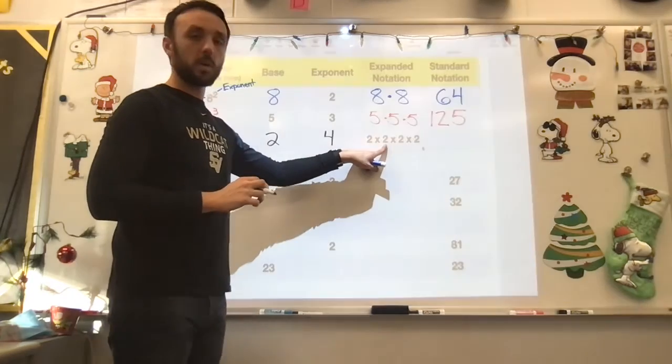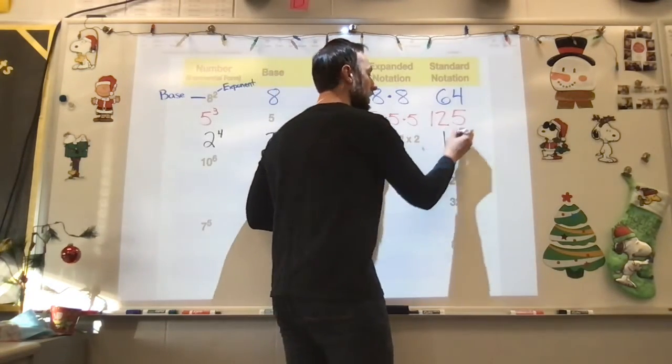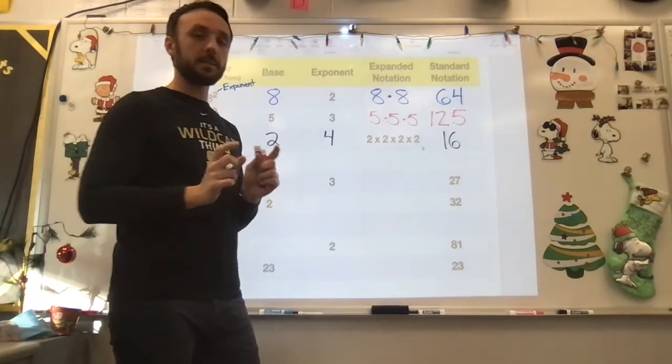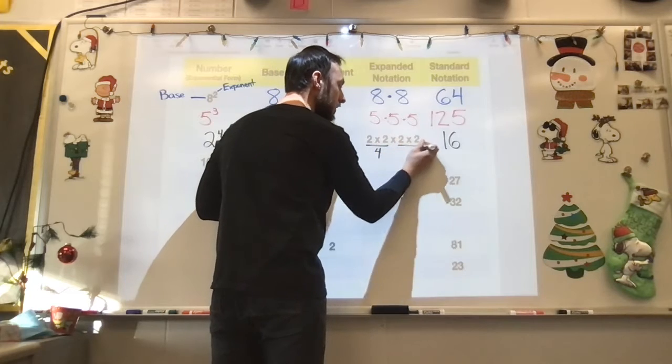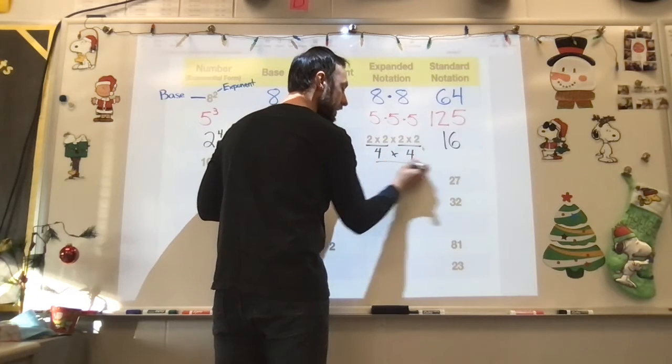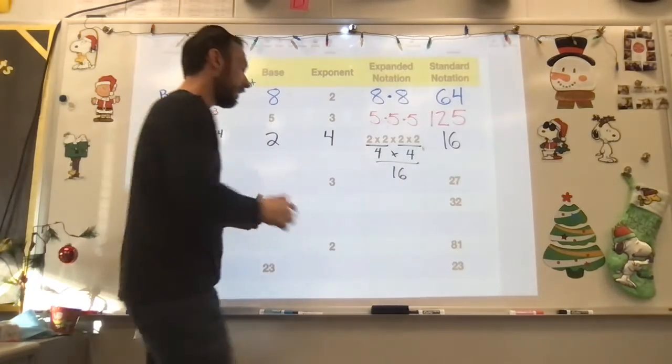2 times 2 is 4, times 2 is 8, times 2 is 16. And the other way to do that is to break that up into smaller multiplication facts. I can also say 2 times 2 is 4, 2 times 2 is 4, and 4 times 4 is 16. That is the other way to do it. So there's 2 ways to do that problem.